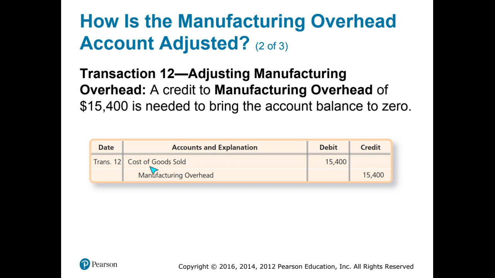So to do that, we debit our cost of goods sold for $15,400, and we credit our manufacturing overhead for $15,400.